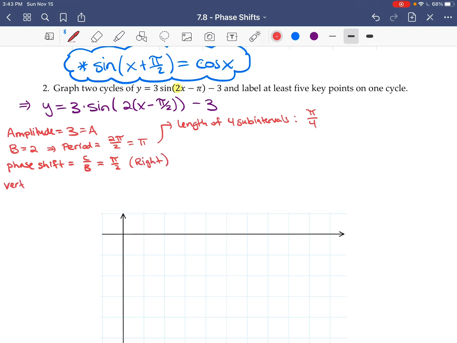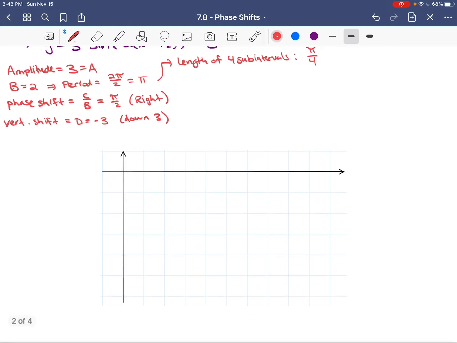And the vertical shift, that's our d value, is minus 3. So we're going down 3 units. I'm going to do that first. So we go down 3. That's our new middle. Now each unit is going to be pi by 4 because that's the length of our subinterval. So I'm just going to write these in. 7 pi by 4. This is going to be 2 pi, etc.